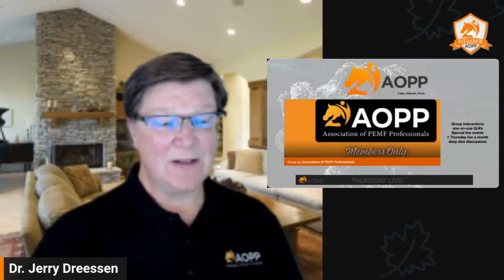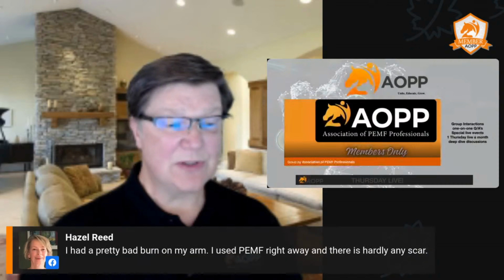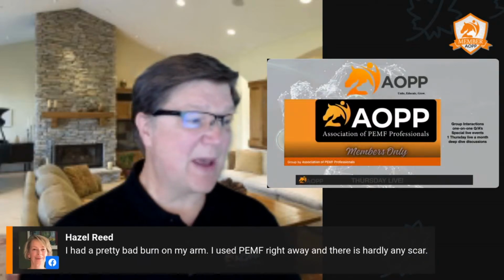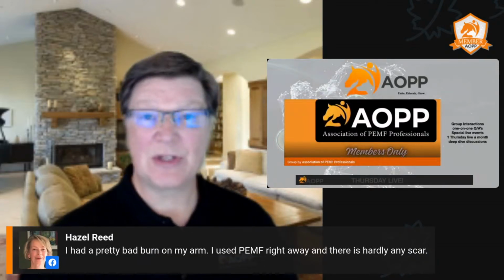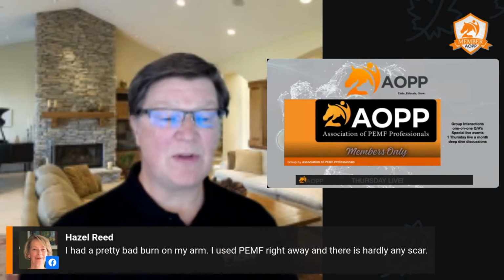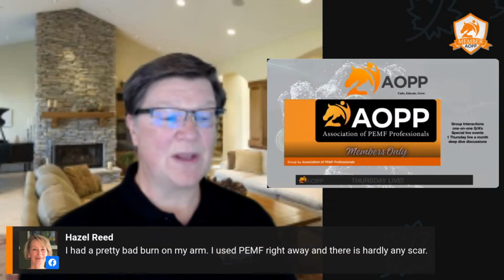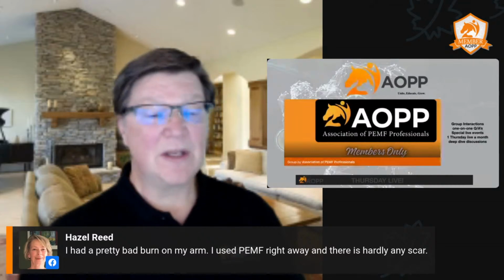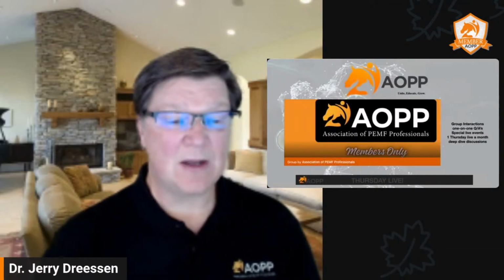And oh, Hazel, this is good information. She had a bad burn on her arm, and there's hardly any scarring, which is good. You know, you get that raised scar, you've got keloids that can happen. And so you want to make sure that you can get the word out to people too.